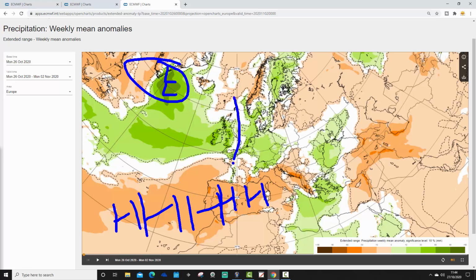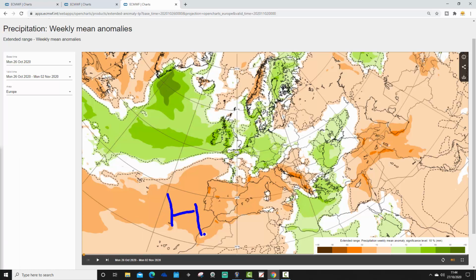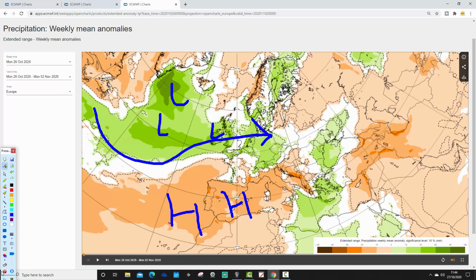But generally UK, Ireland, Germany, Belgium, Holland, Netherlands, Denmark, up to southern parts of Norway in particular, looking wetter than average through there. So the high pressure is through here, the low pressure is up there, and extending in with the jet stream as well. Gets a little bit patchy as we go further north and eastwards.